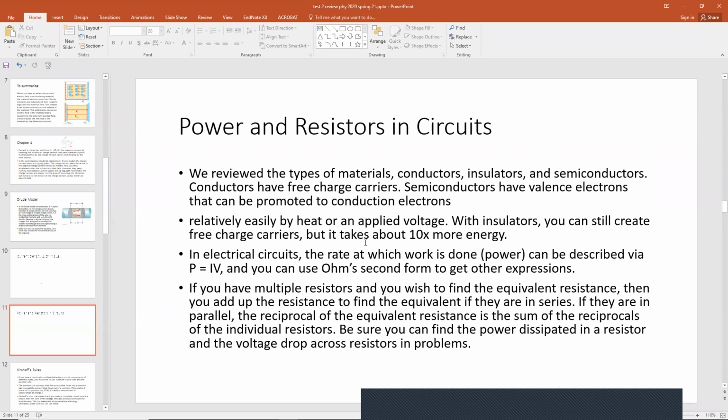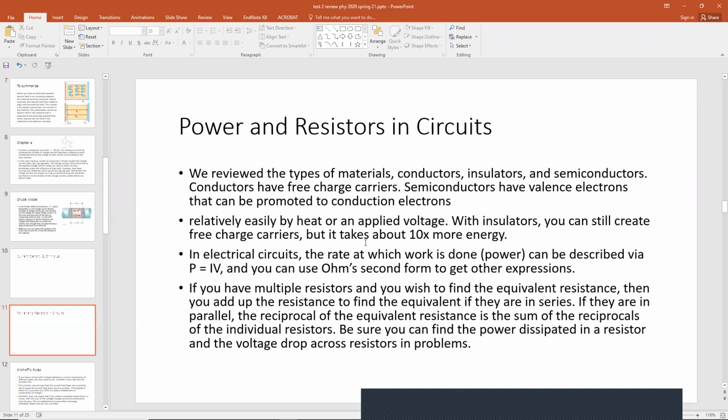Okay, semiconductors. Those valence electrons, which are those outer shell electrons, are relatively easy to promote to the conduction band. Often that's done by heat or a small applied voltage. And in an insulator, it takes a lot more energy to get that to happen.